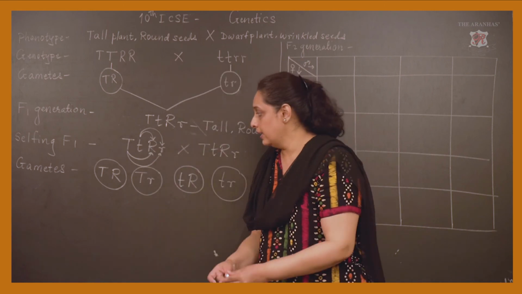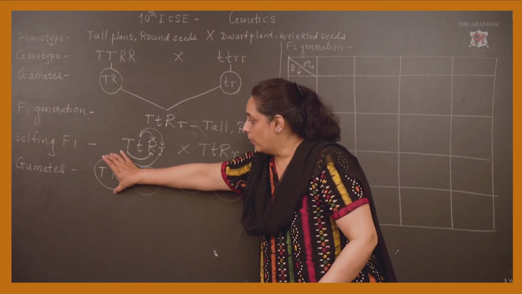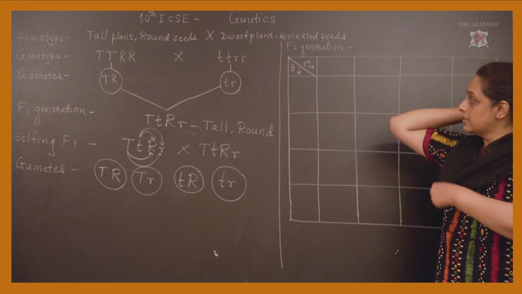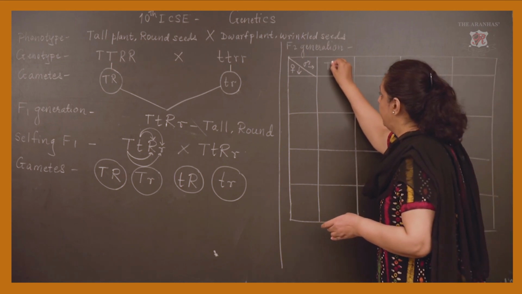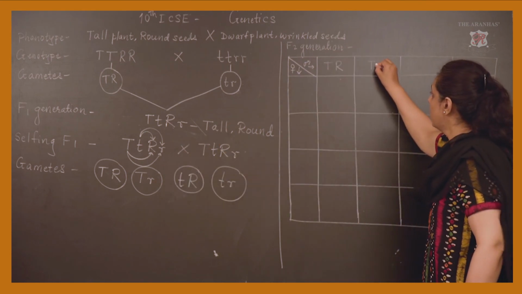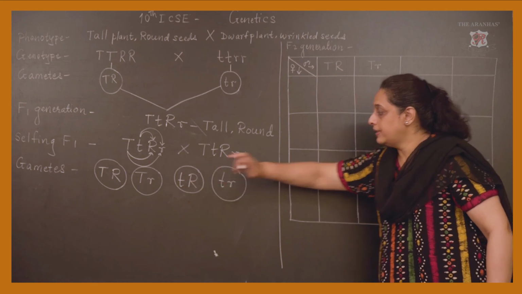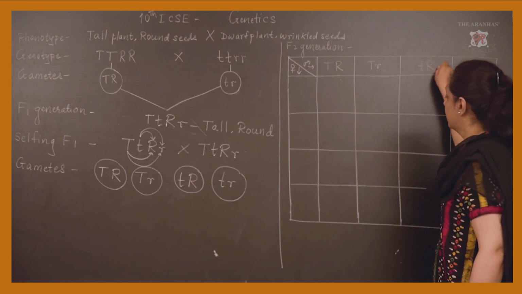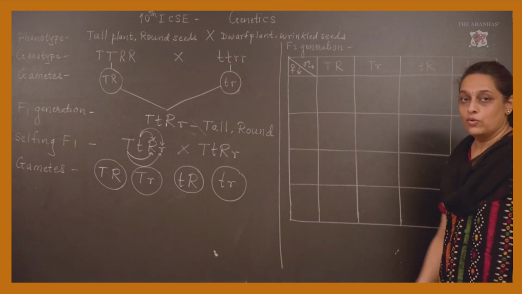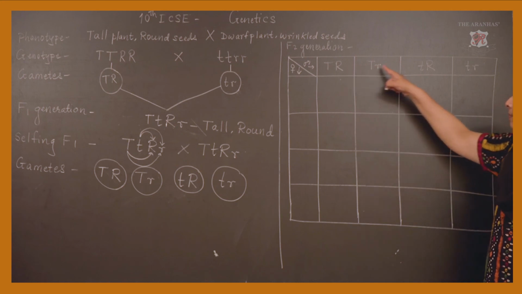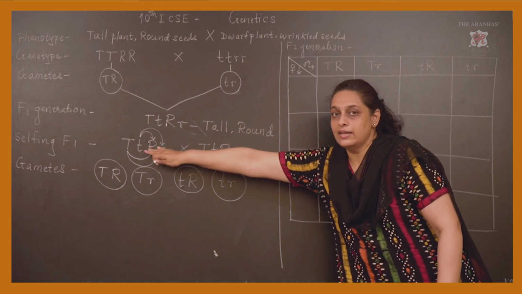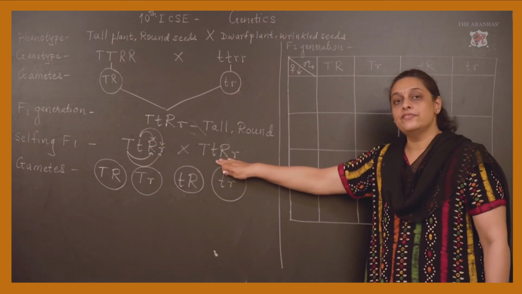Now what I am doing, one gamete in one box. See now, I am writing capital T, capital R first, then second capital T, small r, small t, capital R, and small t, small r. So what I have written? 4 gametes produced by the male parent. So I consider the first as the male parent, the second as the female parent.